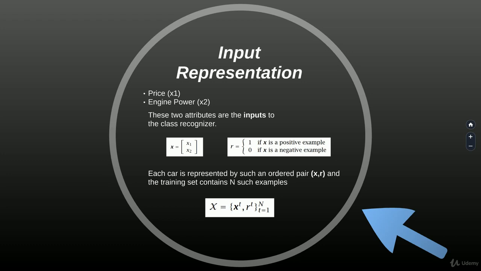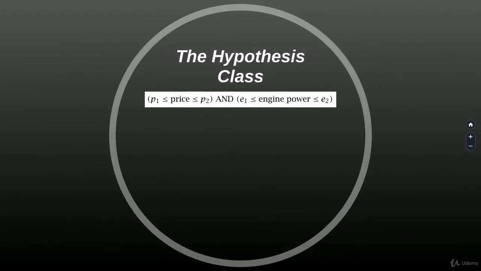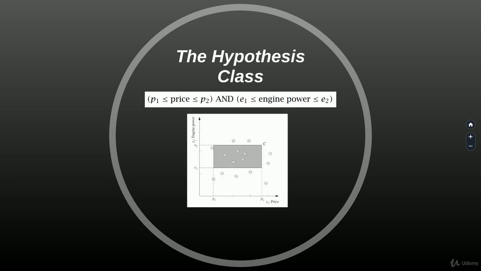From here we can move on to the development of a hypothesis class. So again, the same group of experts gets together and they say a family car is going to have a price between P1 and P2 and engine power between E1 and E2. They decide that this might be a reasonable way to classify a car as a family car if the values fall within a given range. Note that we do not know the specific parameters yet.